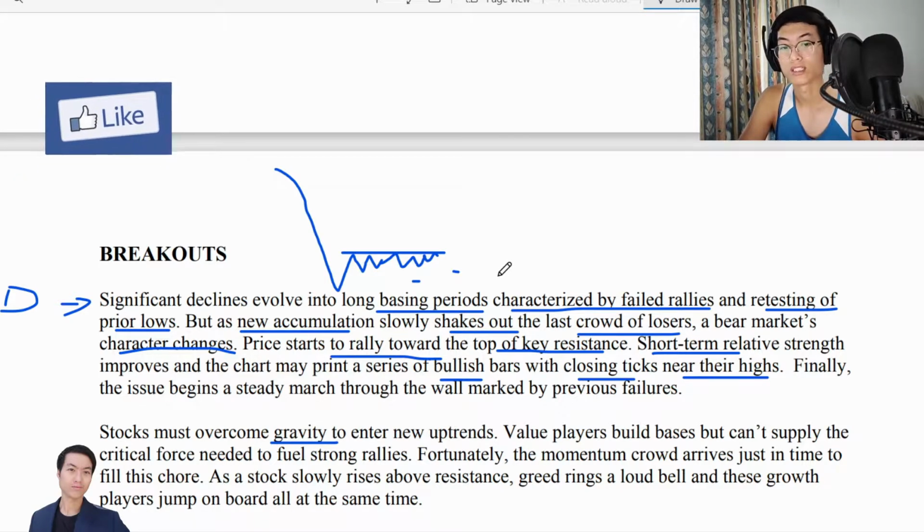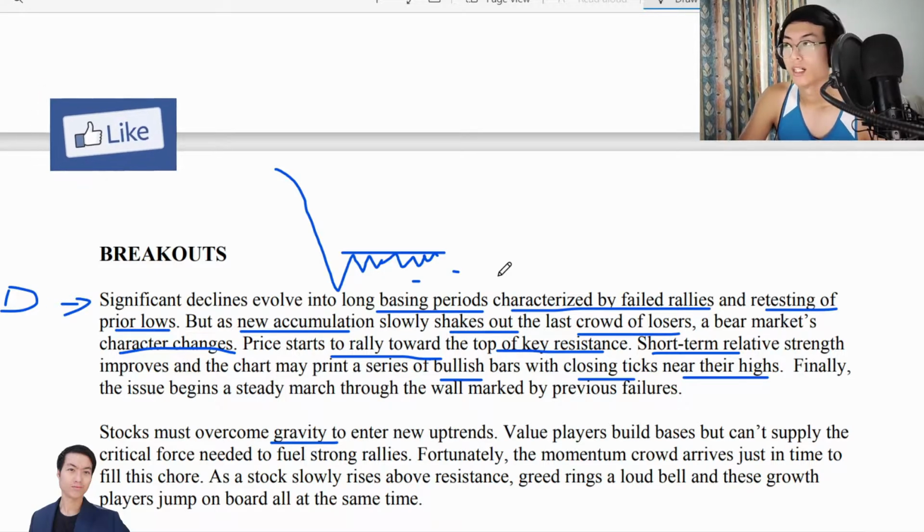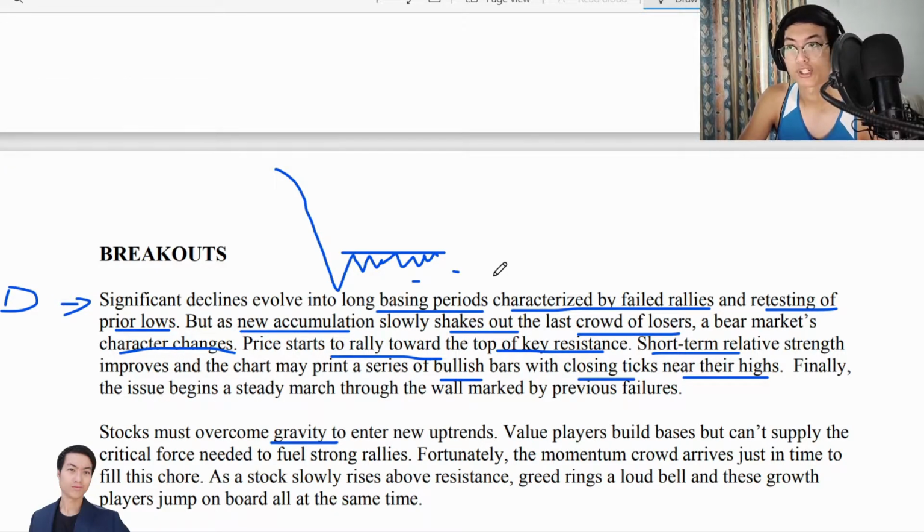You can go and check on Investor's Business Daily. There's such a thing called relative strength. Please take note that this is different from RSI, which is the relative strength index. That is an index that talks a little bit more about being oversold or overbought.